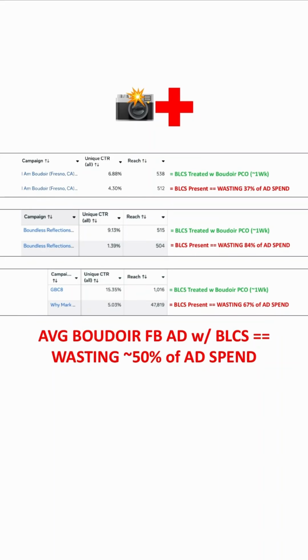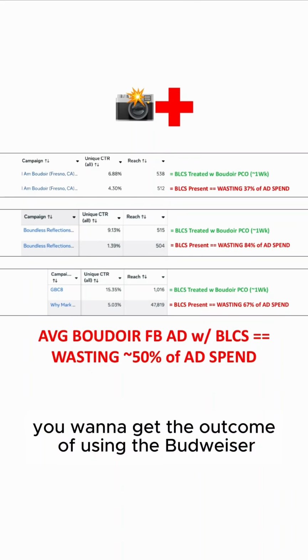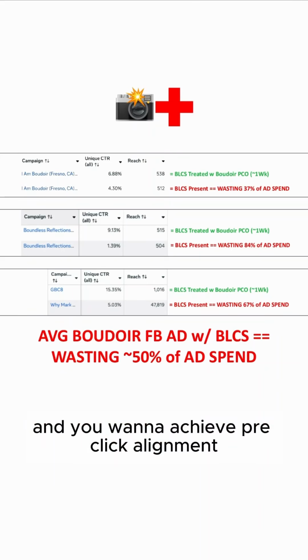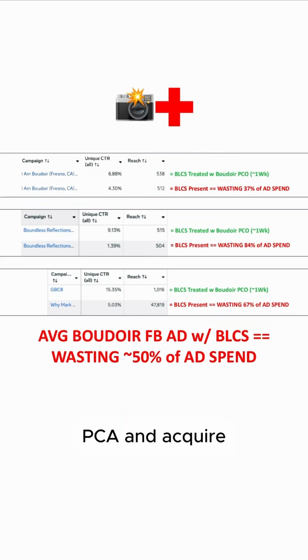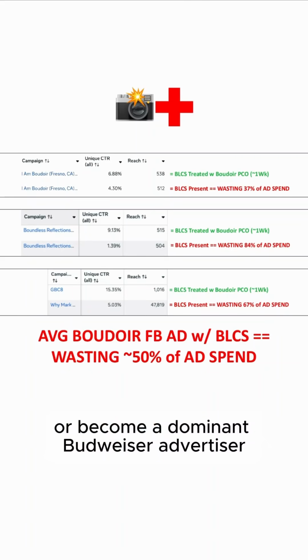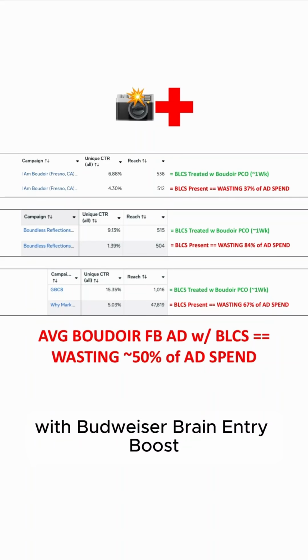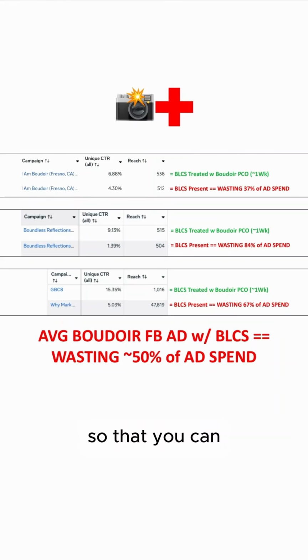You want to get the outcome of using the Boudoir PICO treatment, and you want to achieve pre-click alignment, PCA, and become a dominant boudoir advertiser with Boudoir Brain Entry Boost, so that you can be on your way to being the number one boudoir photographer in your city.